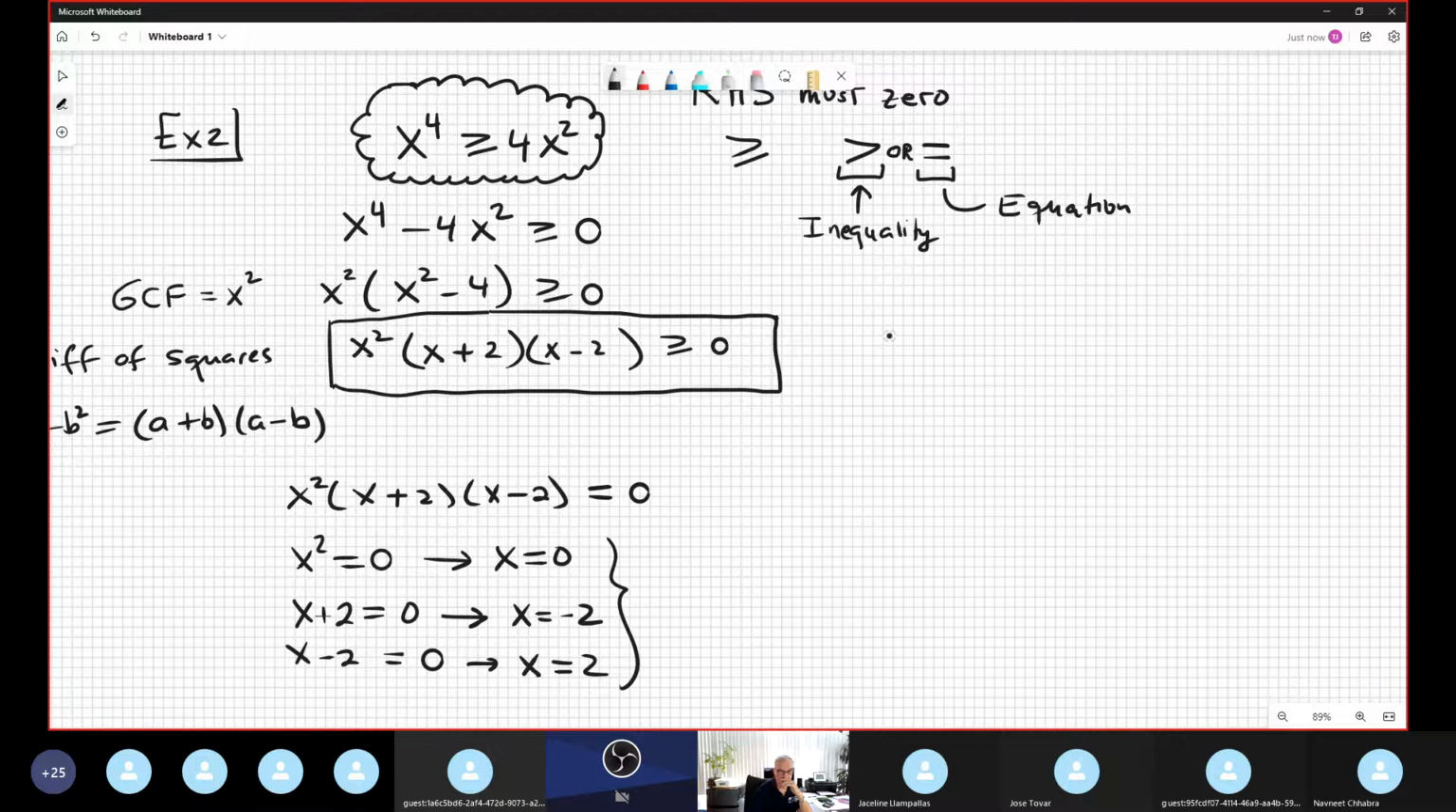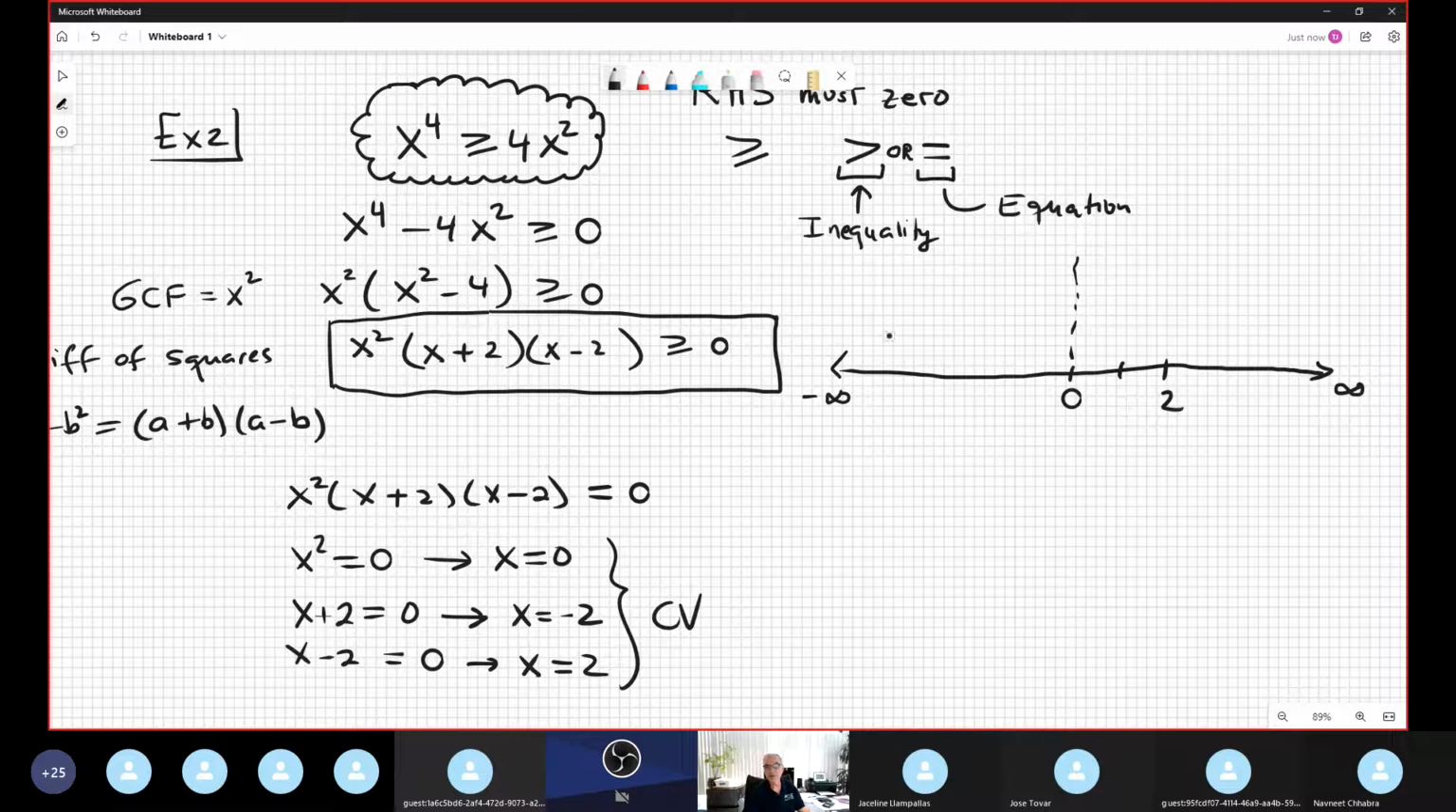And this is the collection of our critical values to help me make a partition of the whole real number line. From negative infinity to positive infinity: zero, positive 2, negative 2. Three critical values, four intervals.